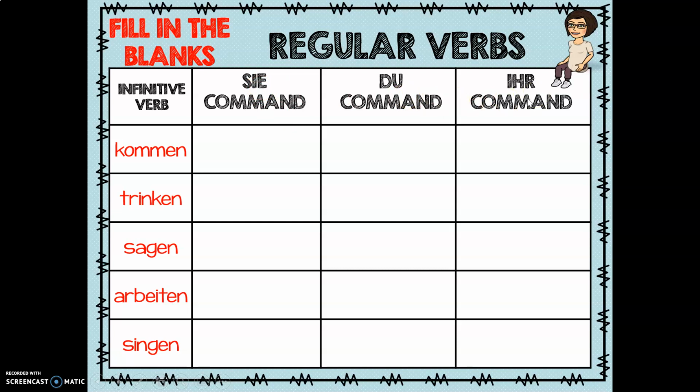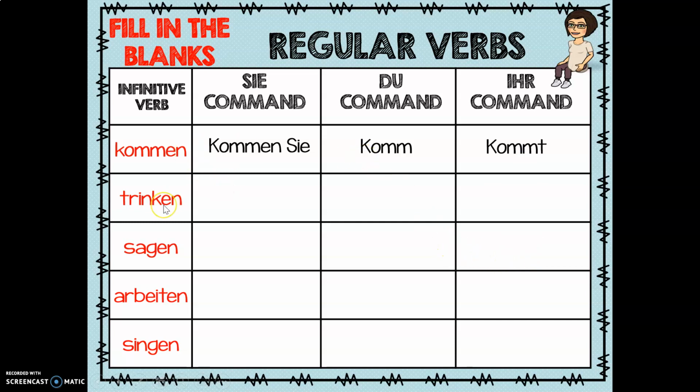So let's take a look at how we construct a command form. We're going to start with the Sie command. The Sie command is fairly easy. All you do is use the infinitive verb and the pronoun Sie. So if you wanted to say come here, you would say kommen Sie her. The du command is easy too. You just drop off the ending. Komm. Notice the Sie command has a pronoun, Sie. The du command does not have a pronoun. You just say komm. And the ihr command is even easier. You conjugate for ihr. Kommt.